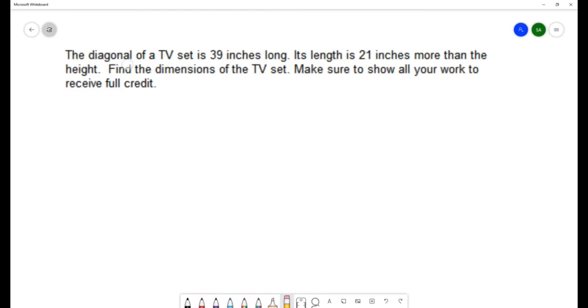The diagonal of a TV set is 39 inches long. Its length is 21 inches more than the height. Find the dimensions of the TV set. Make sure to show all your work to receive full credit. So on this example, we're talking about a television set that's going to be in the shape of a rectangle. And we're told that the diagonal of the TV set is 39 inches long.